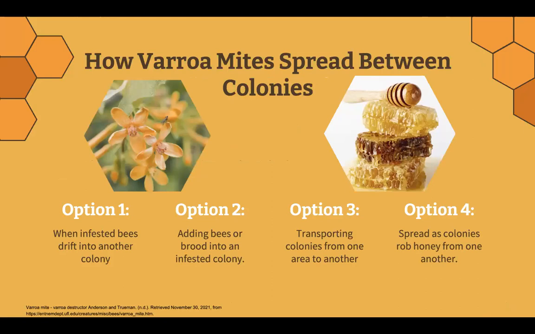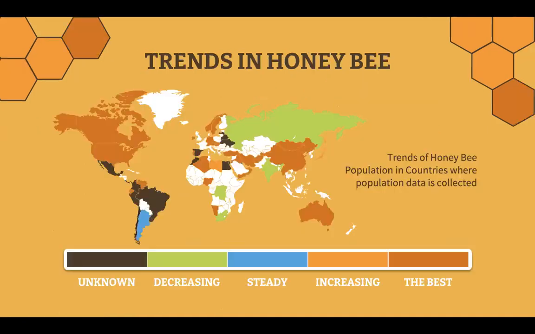How Varroa mites spread between colonies. They can spread when infested bees drift into another colony, when beekeepers add bees or brood into an infested colony without knowing, by transporting colonies from one area to another, or as colonies rob honey from one another.